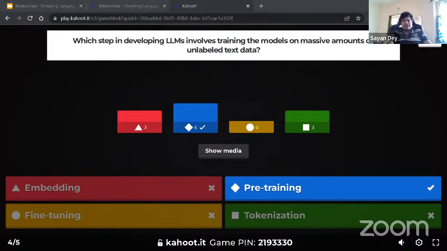So pre-training, we can debate that, is pre-processing, and that's okay. I think it's a little debatable. Even tokenization is a kind of pre-processing technique. Stopword removal and lemmatization are also pre-processing. So I think this is a bit of an ambiguous question.